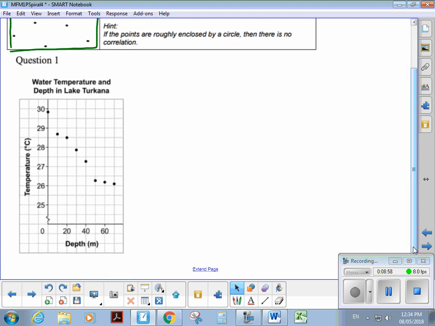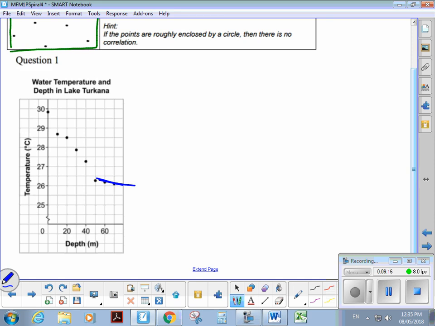All right, so we have a couple of examples here. Water temperature and the depth in the lake. So if we were to create a line of best fit or a curve of best fit, we have to ask ourselves what would best suit this situation. If you look at the bottom part here, these three dots seem to be balancing out or leveling out.